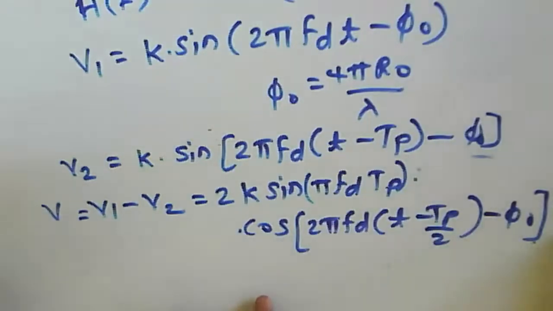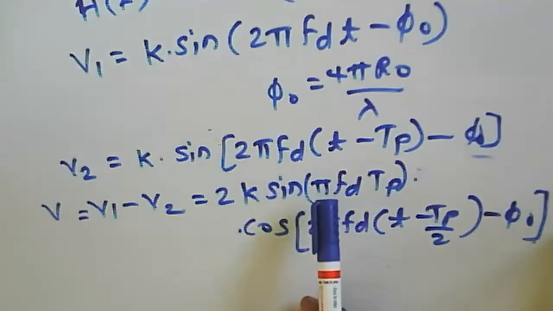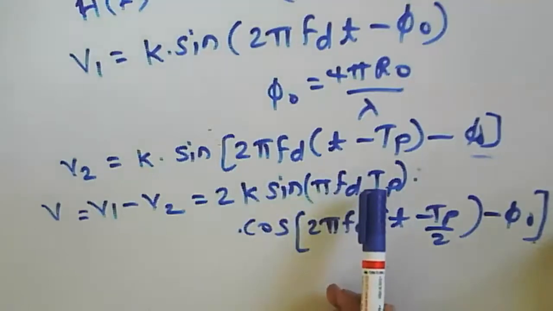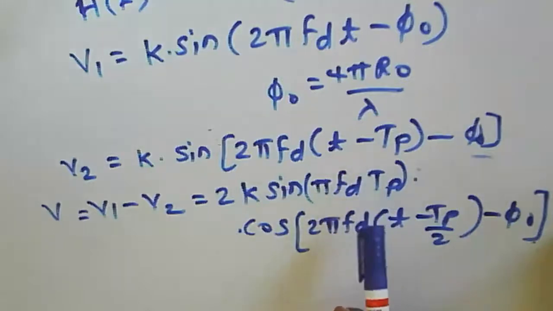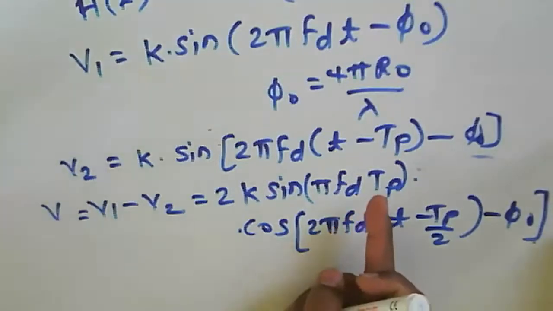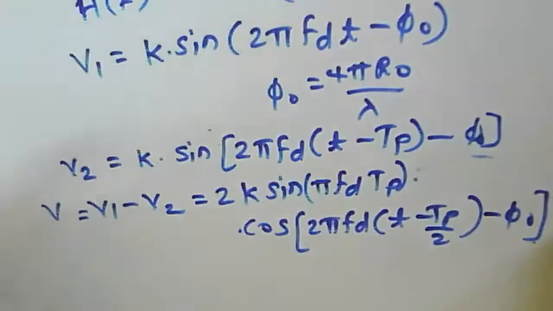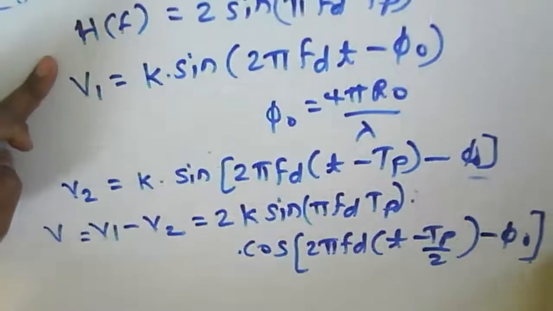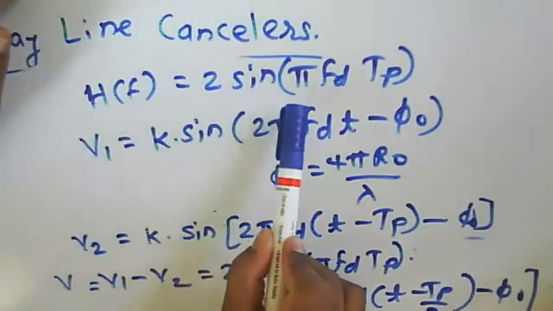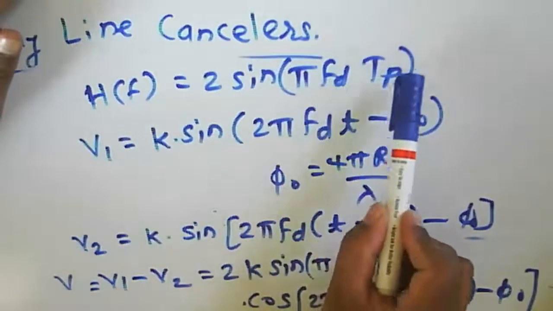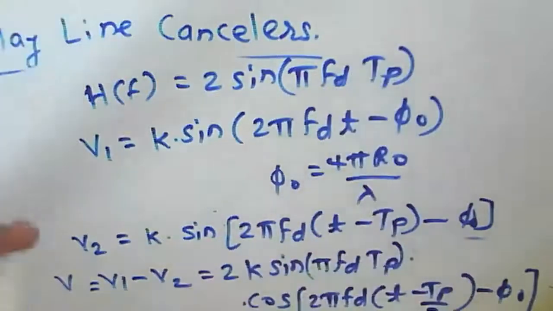In the case of the Doppler frequency shift and the pulse repetition interval TP, your video output will be cancelled when the Doppler frequency shift and TP are the same. So the amplitude of that cancelled video depends upon the Doppler frequency shift as well as the pulse repetition frequency. The frequency response function of a single delay line canceller we can write in the form of H of f equals twice sine of pi FD TP, which depends upon the Doppler frequency shift as well as the pulse repetition frequency.